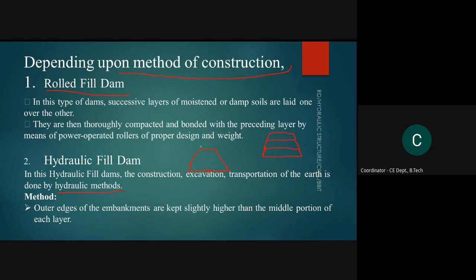So the edges, this edge and this edge, are quite like this. These edges are kept slightly higher than the middle portion. So how does it happen? I mean, what is the working mechanism to make this kind of arrangement?